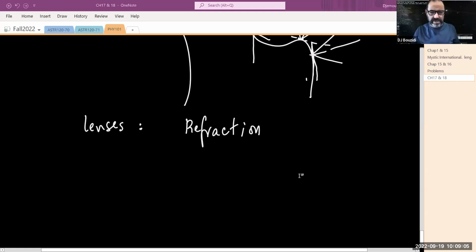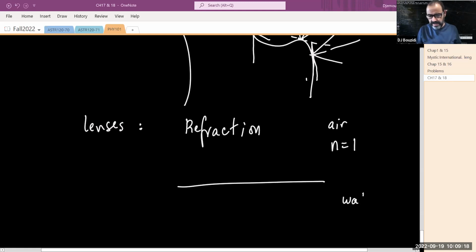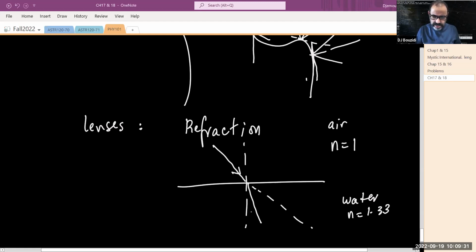So lenses use this principle. By the way, we will be dealing with this law a lot, okay? For the case that I'm dealing with in here, the index of refraction for air is 1. In the case of the water, the index of refraction is 1.33. If you're curious about the angle of incidence, the ray is going to be bent toward the normal if the incident light is coming from a lighter material to a thicker one.